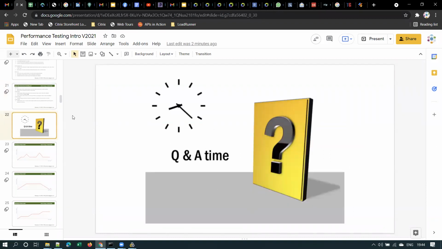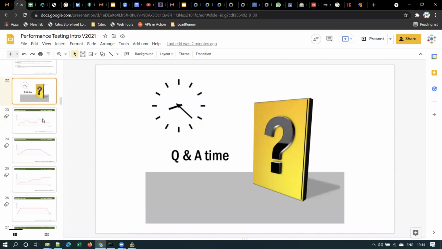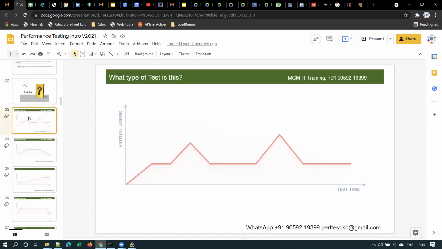So now let's have some quick assessment on the concepts discussed just now, and we'll close the session for today. Let me show you some graphs, and can you identify what type of test this is? Before identifying, observe that this horizontal line is called the x-axis, and this is the y-axis. On the x-axis, you have time or test duration, and on the y-axis, you have virtual users, meaning user load. Now, what type of test is this?